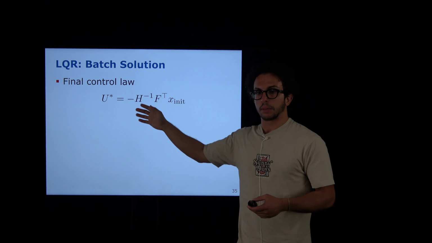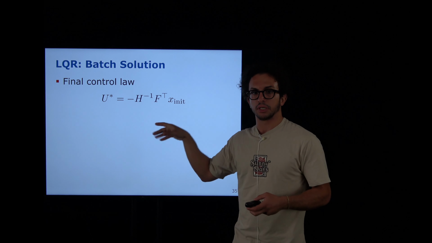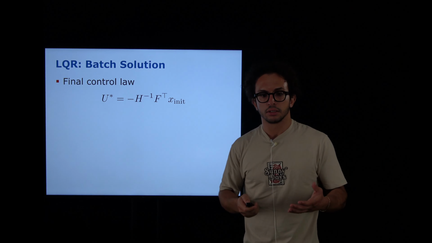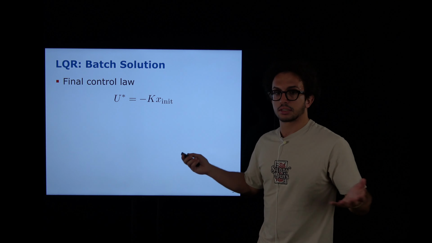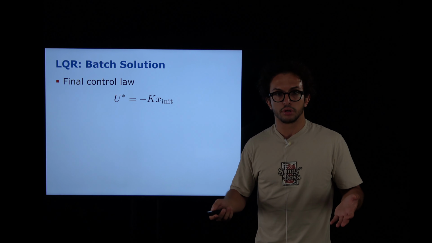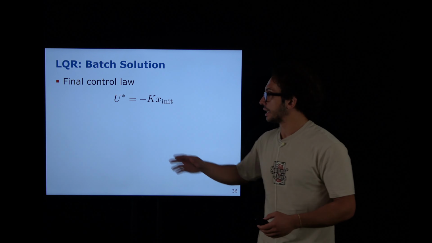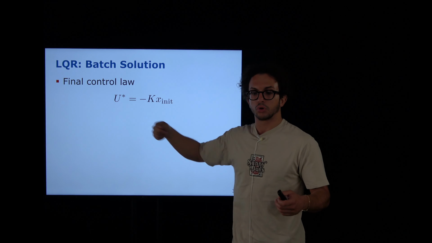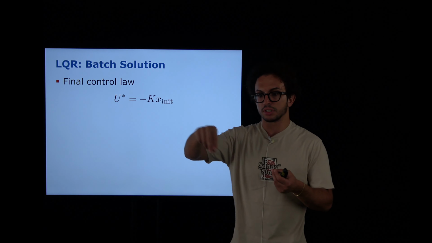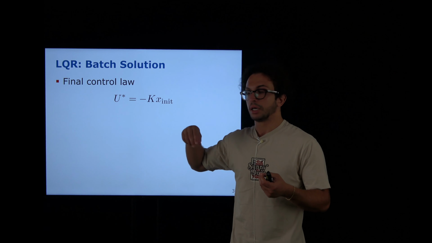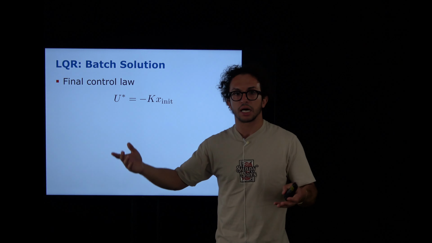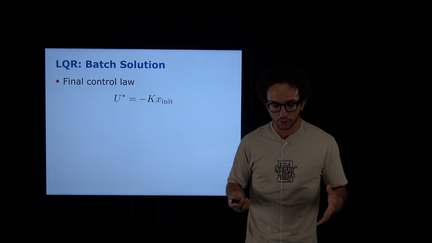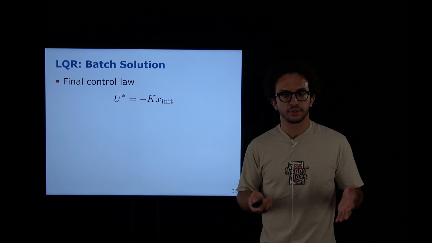Apart from this problem, this looks like something familiar, because in the end, it's basically a proportional controller. We're just saying all the input signal that I'm giving to the system in every time step is a proportional action from the initial state. That's good. So does it mean that it's solved?